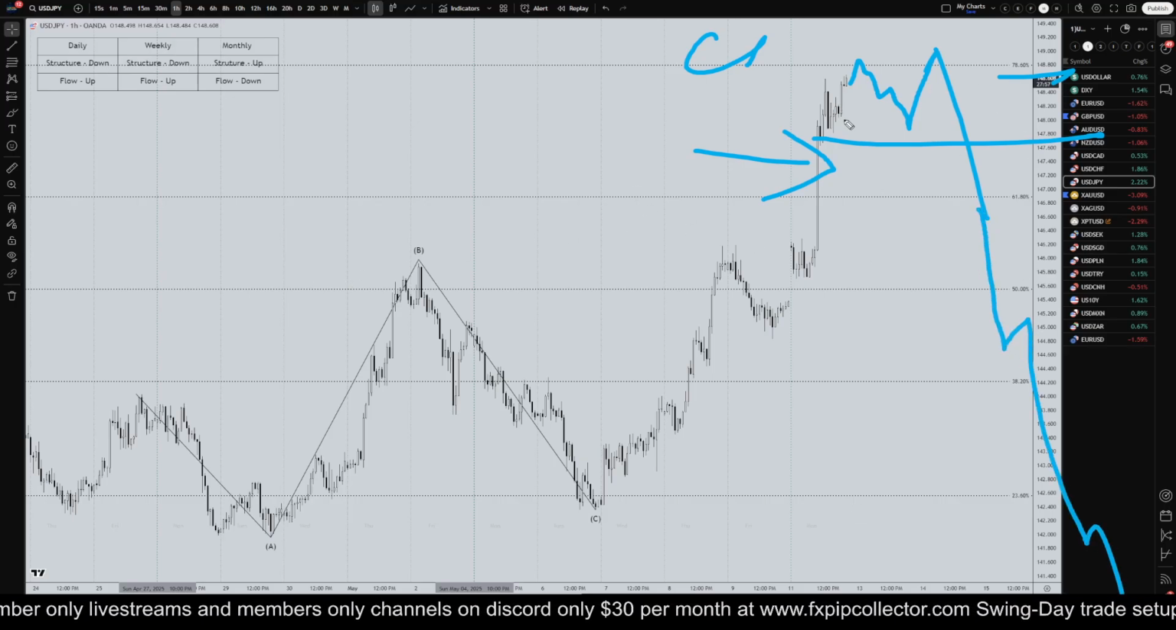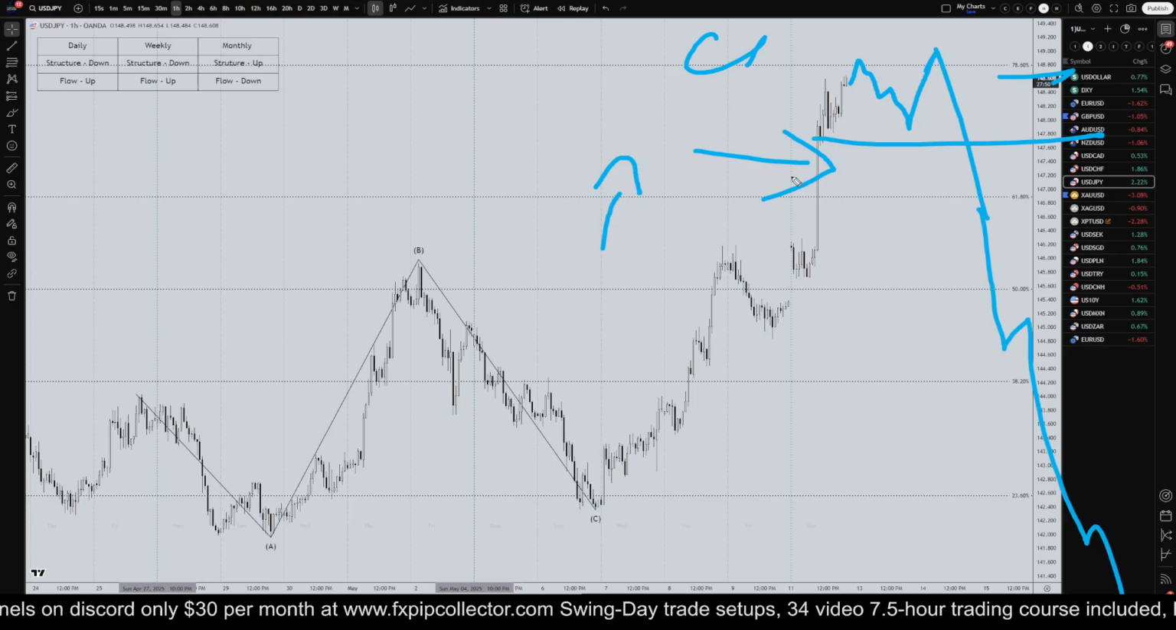If it doesn't make that double top, doesn't make that break a structure down, then there's really no reason to look for shorts. Continue to look for buys, and who knows, it could just keep on going up.